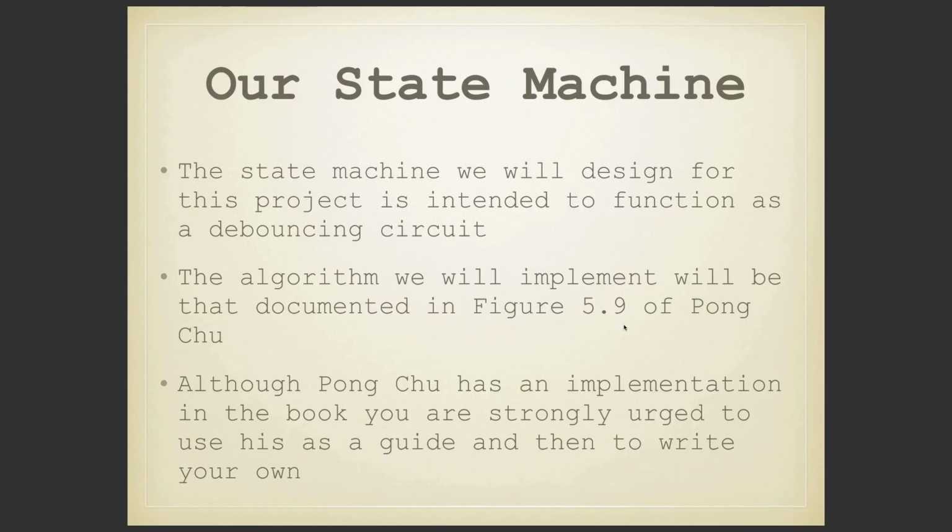Our state machine will function as our debouncing circuit. And as we said, our debounce circuit is really a digital filter. We'll see its responsibility is to filter out any transitions on the input that are less than 20 milliseconds. The algorithm that we're implementing is from Pong Chu, figure 5.9.